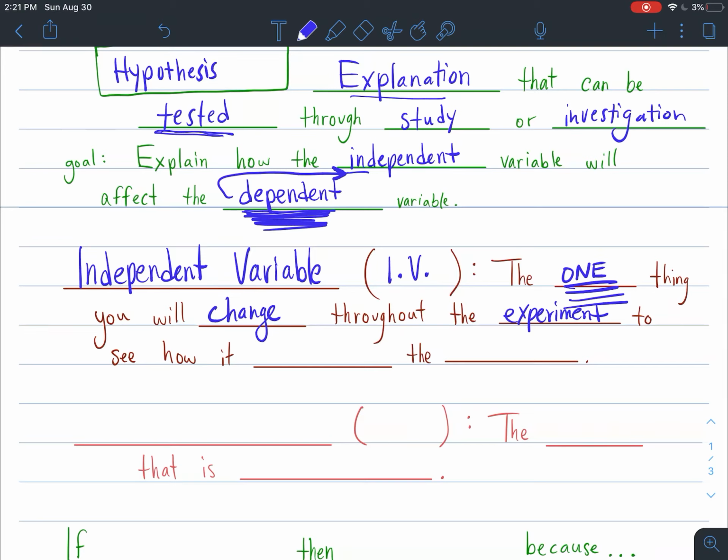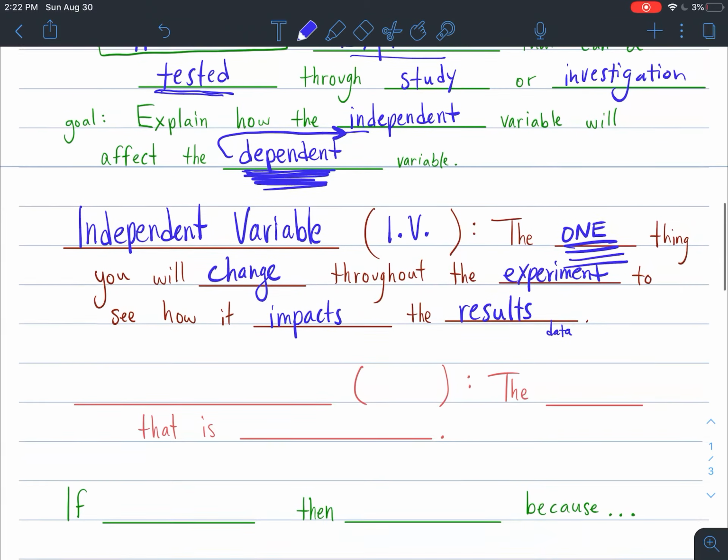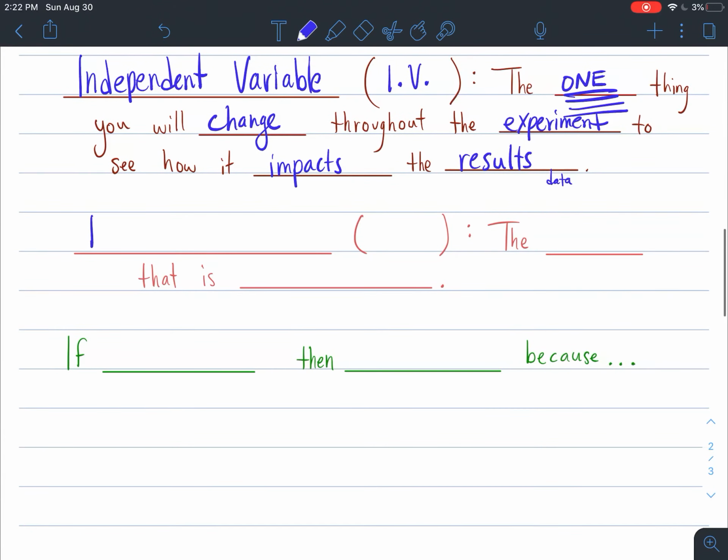And we're going to do that to see how it impacts the results or the data or the dependent variable, because the results and the data is the dependent variable. So let's define that next, and then I'll give you an example. So dependent variable.